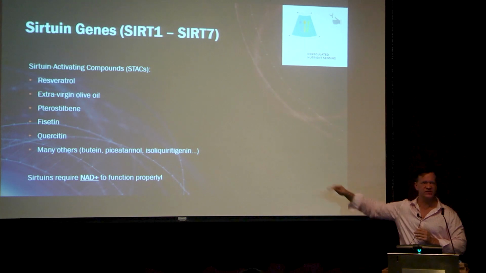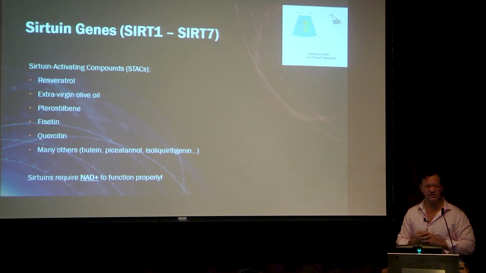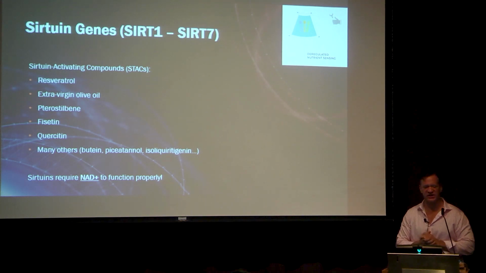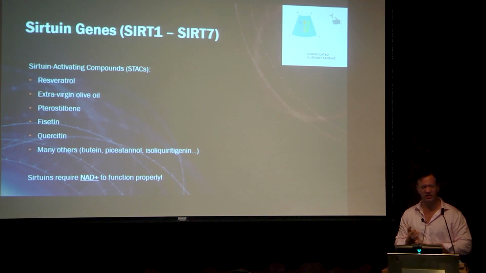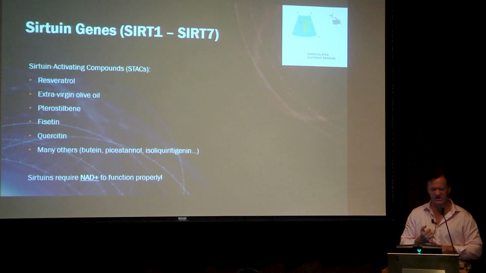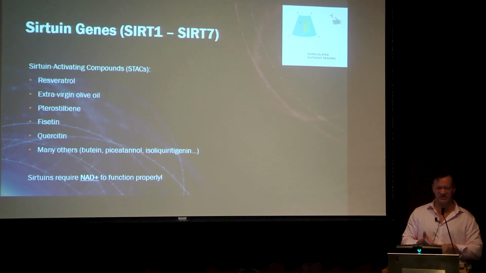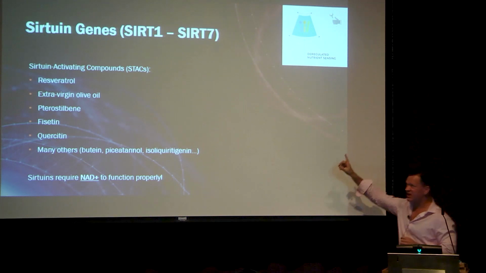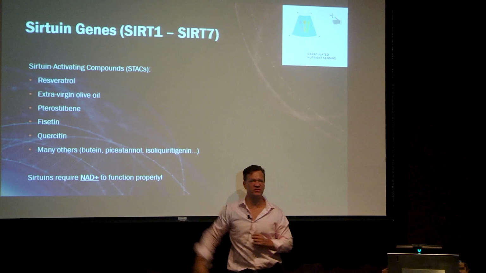Also, sirtuin genes. We have a number of genes strongly associated with cellular survival, the SIRT1 through SIRT7 genes. There are various compounds that can activate those. Resveratrol, which you may have heard of, is a very popular anti-aging supplement. Extra virgin olive oil has the same effect on sirtuins as resveratrol. Pterostilbene, fisetin, quercetin, again, all these you can order through the internet. One of the interesting things is these all require a chemical called NAD plus to function properly.